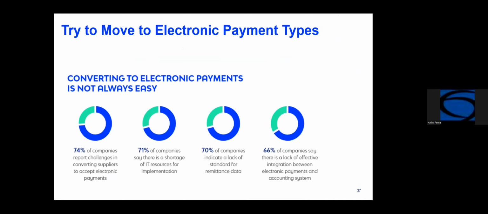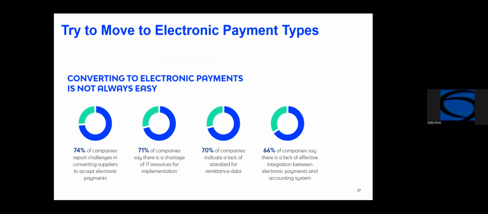So one other thing that you can do is to try to move to electronic payment types. A lot of the fraud is occurring on check payments. So what you want to do is you can mitigate some of that fraud by moving over to electronic payments. But moving to electronic payments is a pretty big feat. A lot of companies don't have the resources or the time to do it.